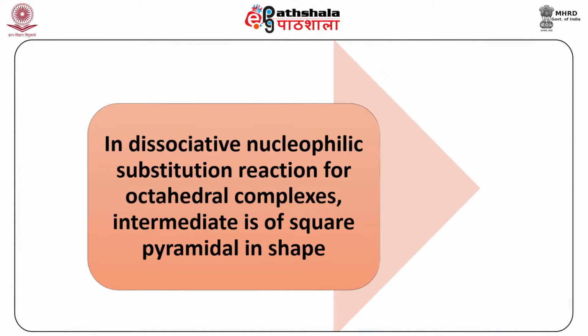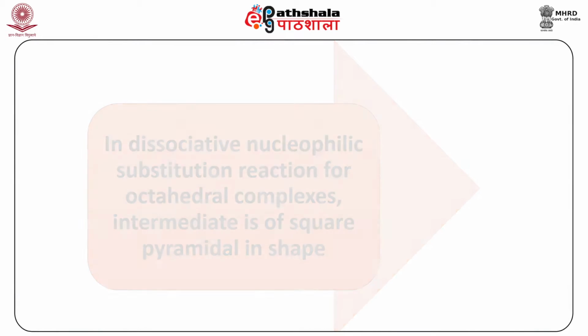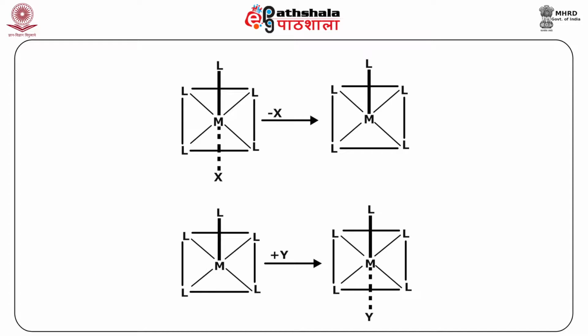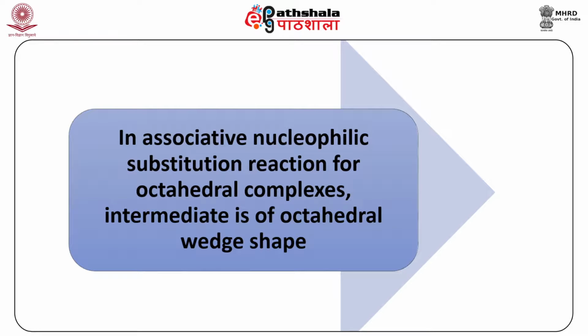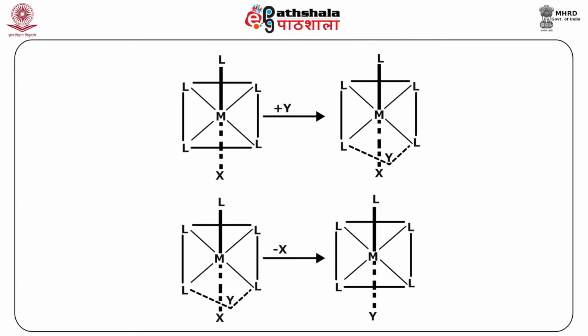So the second point is, in dissociative nucleophilic substitution reaction for octahedral complex, the intermediate is of square pyramidal shape. When a ligand is getting displaced from the octahedral system, then in general the structure that is left behind is of square pyramidal shape. While in case of associative nucleophilic substitution reaction for octahedral complex, the intermediate is of octahedral wedge shape, that you can see in the diagram shown here.